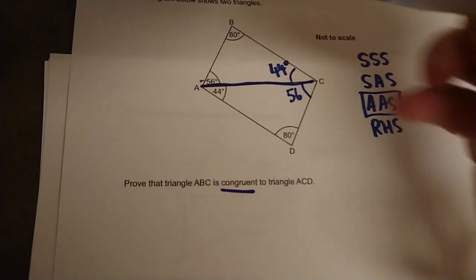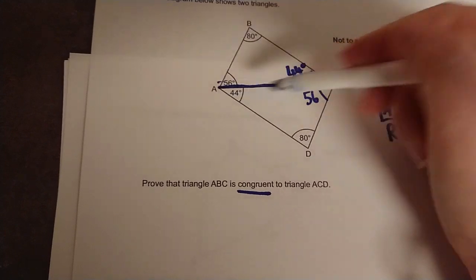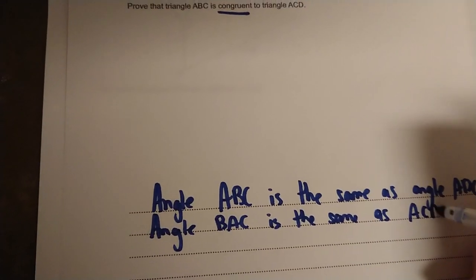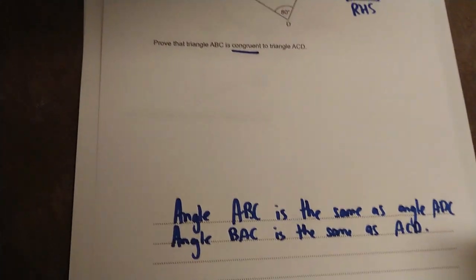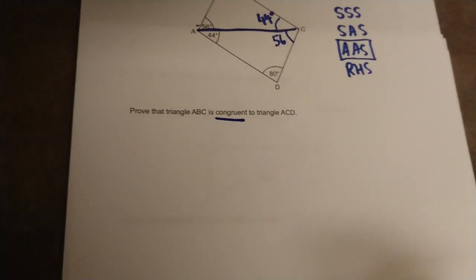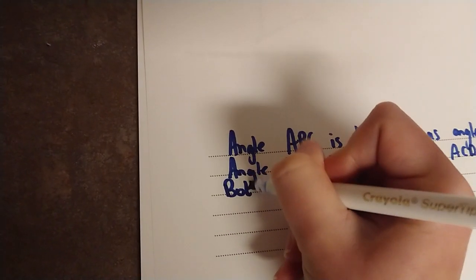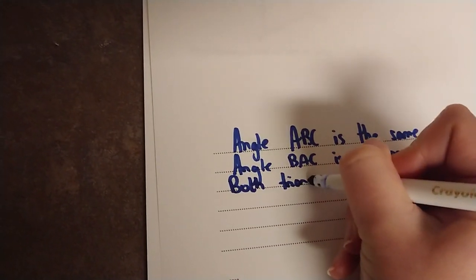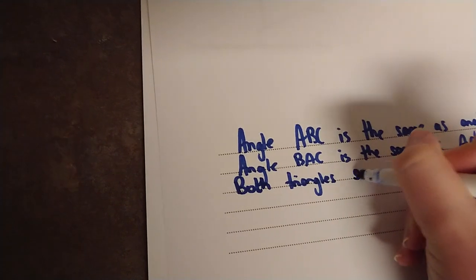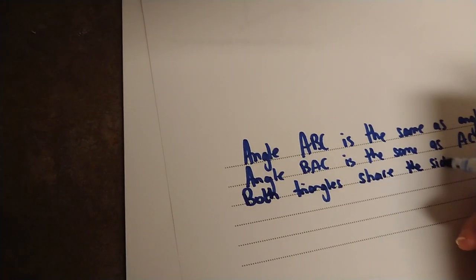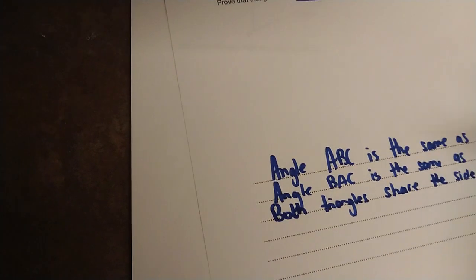Right, so which one was it? The same as this one here. So that's going to be ACD, because we go with the middle letter. So ACD. So now the last thing is to say that a side is the same, and that's AC. So I'm going to say that both triangles share the side AC.